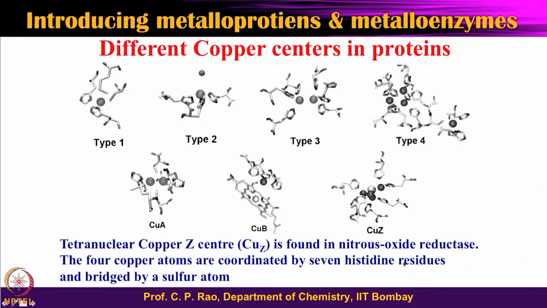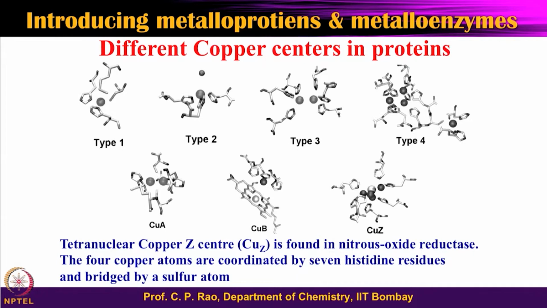We may not look into more details of this, because these are not very well understood in terms of the mechanism, but they are there. Now, what you have seen is a sufficiently large set of examples. Copper is involved in a variety of enzymes, type 1, type 2, type 3.